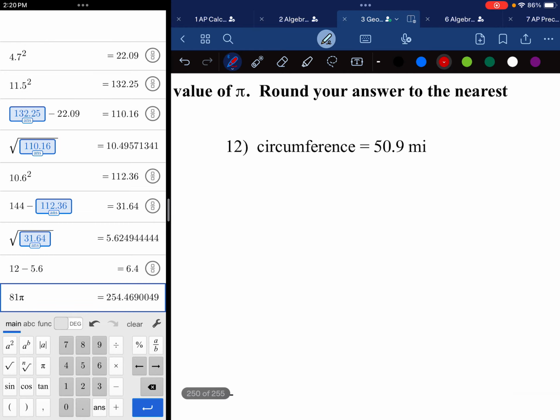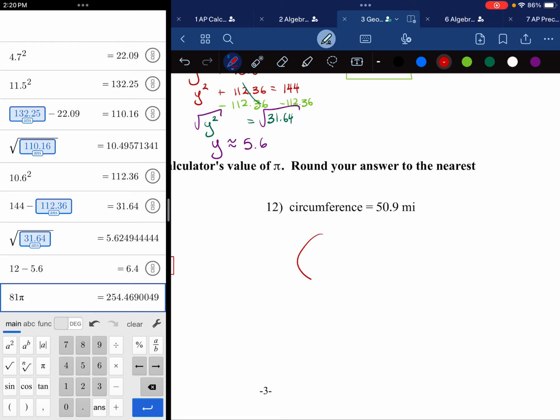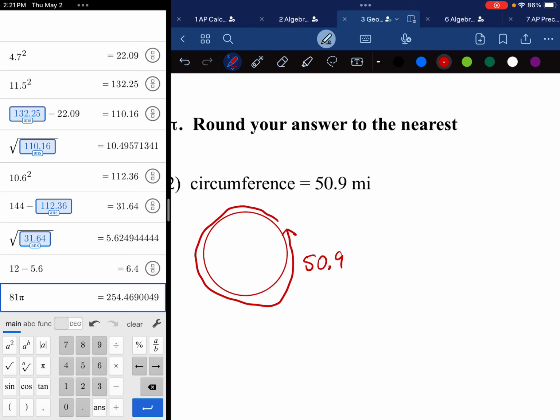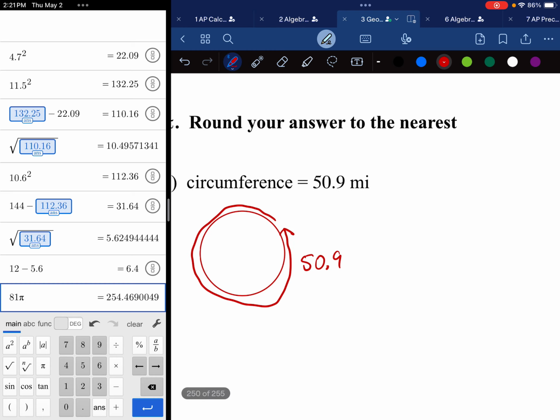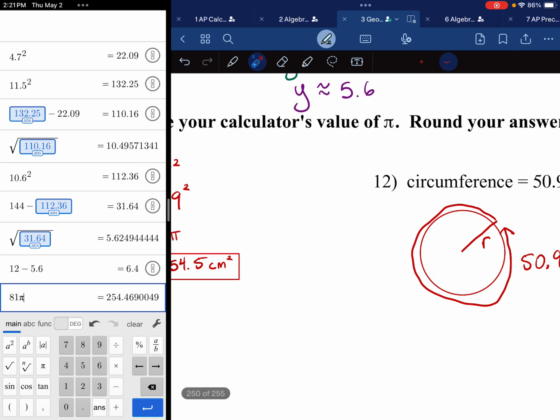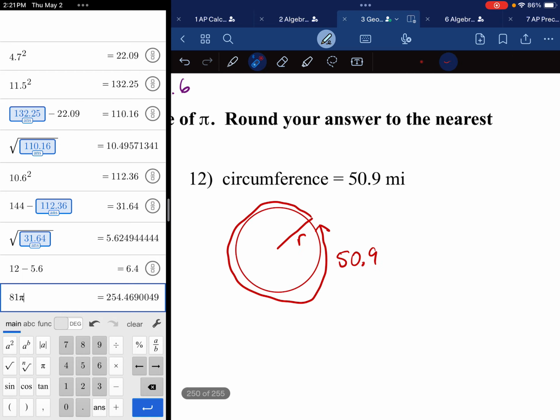All right, in number 12, we have circumference. Let me draw a picture of what's happening here. I have some circle. It's going to think I'm doing an oval because I'm really bad at drawing. There, okay, I have a circle, and I know that this distance from here all the way around, maybe not my best picture, is 50.9. So what I'm essentially using is a formula to find radius. What I need to find is radius, and then once I have radius, I can plug it into this formula right here.